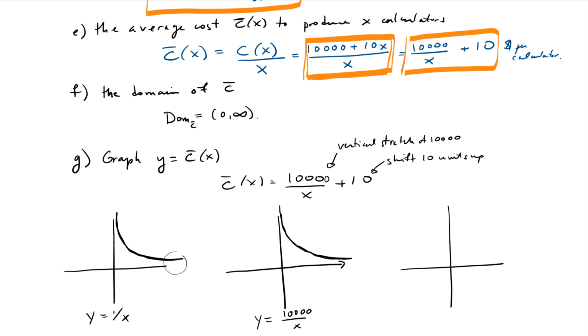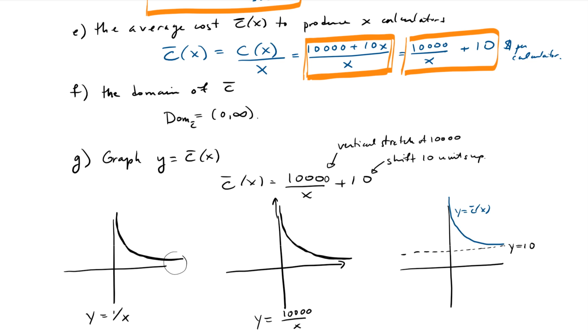So notice that we've got two asymptotes here for our function. The x and the y-axis are asymptotes. In other words, the function is getting really close to those two lines. Now, if we shift everything up, the y-axis will still remain an asymptote, but the x-axis will be shifted 10 up. So we're going to have a new horizontal asymptote, which is y equals 10. And in that case, our function will look like this. So this is y equals c bar of x.